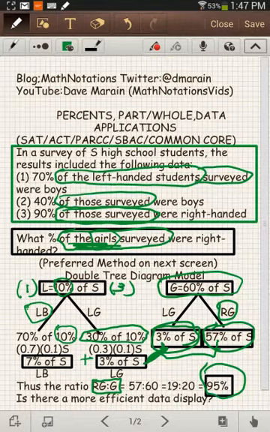Pretty involved, complicated. I do like tree models to represent part and whole, but because the total population of those surveyed were broken down by different characteristics, gender versus handedness, a table approach is, in my opinion, recommended here. So let's look at that table approach.